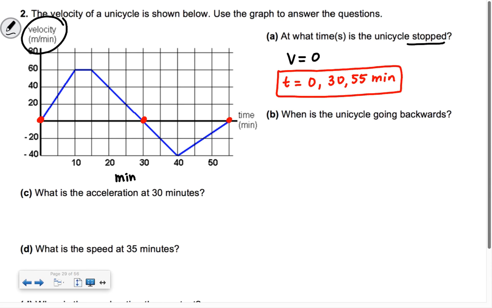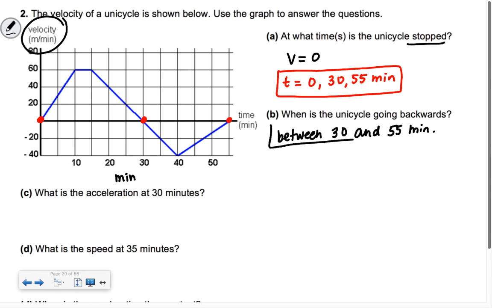All right, so when is the unicycle going backwards? So what do we think? When is it going backwards? Yeah, between 30 and 55 minutes, right? So you could say on the interval of 0 to 30, but I would probably want to put units. So I'm going to say between 30 and 55 minutes. If we put 30 minutes to 50 minutes to count there, would they think of that? That's fine. 30 to 50? I think you're fine.